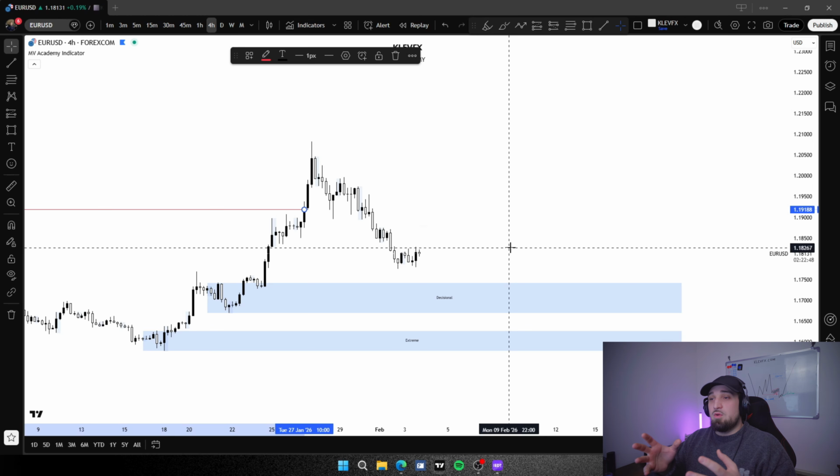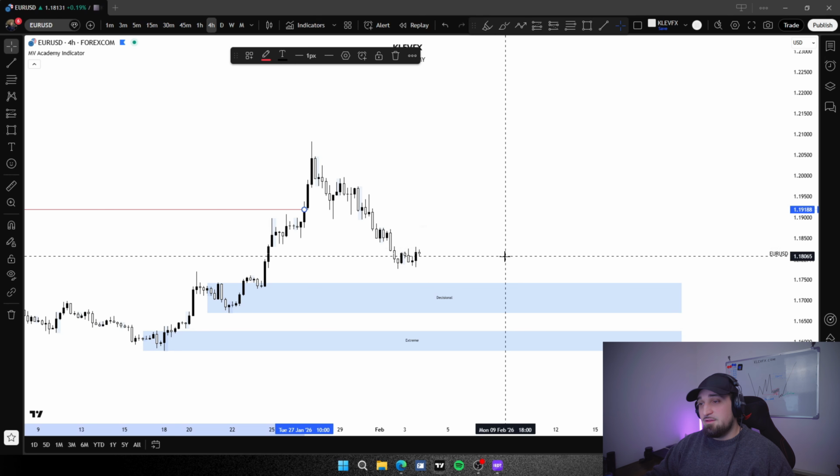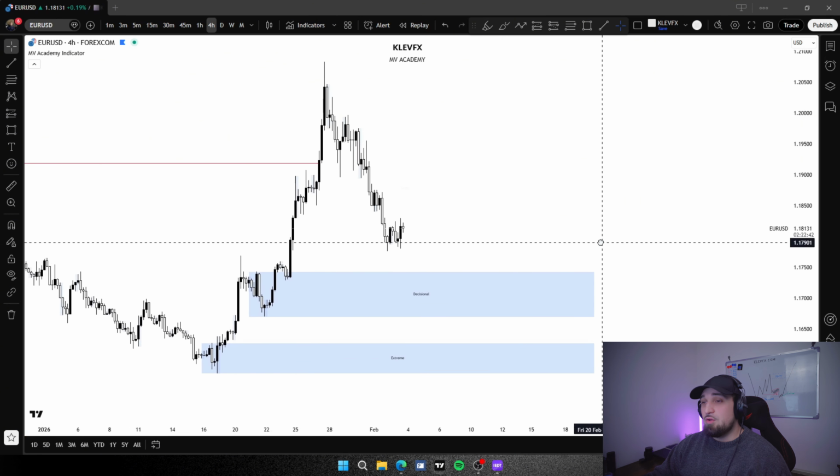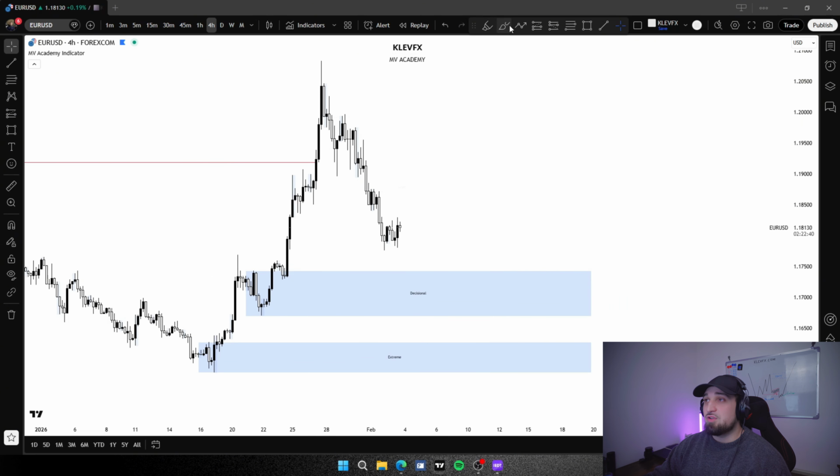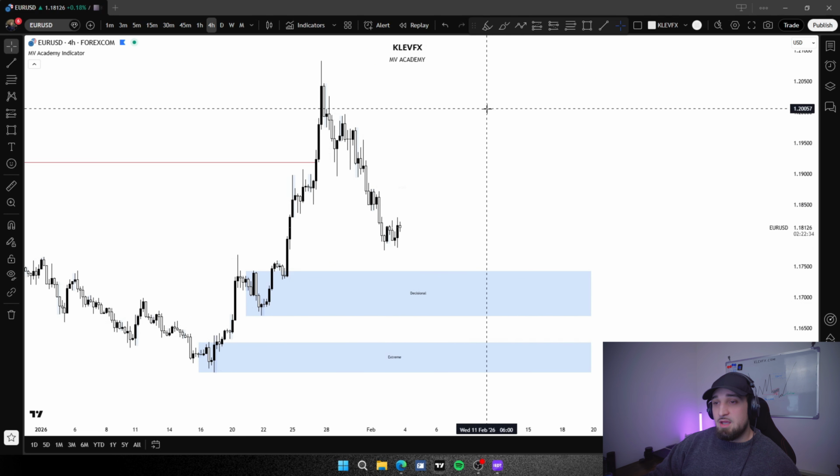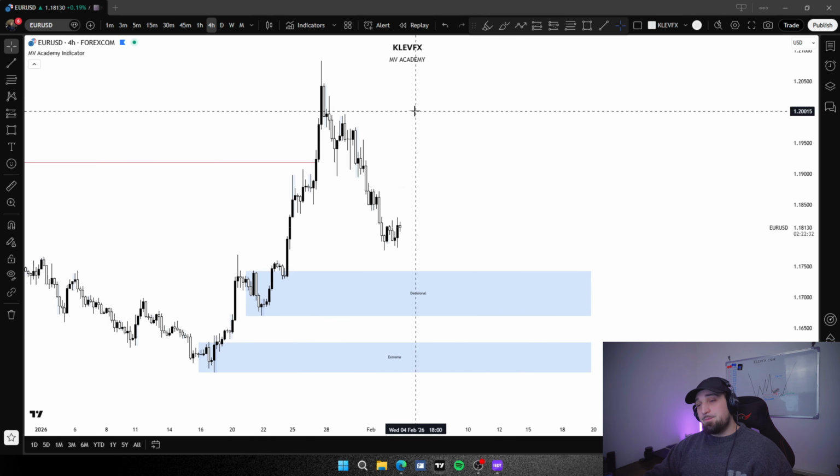Now we're going to figure out where it wants to go next so we can actually figure out what our next target is. The first areas that I'm seeing that I know price is most likely going to target before continuing to the upside are the decisional area and the extreme area. So what I like to do on the 4 hour now is mark out the most recent zones and figure out the structure on the 4 hour.